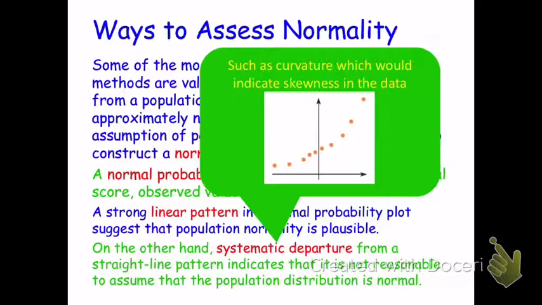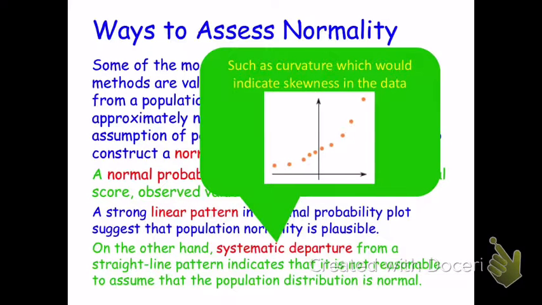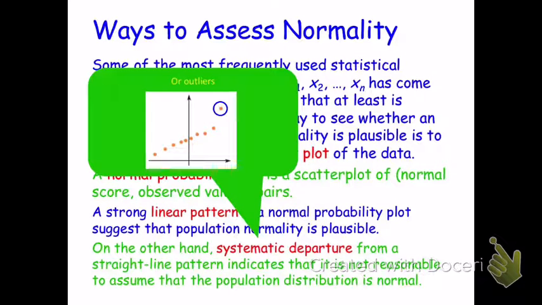Okay? So, would this be normal or not? No, it's not. It's got a curve. You want a linear pattern. So we don't want a curve. We don't want outliers. We don't want an outlier.